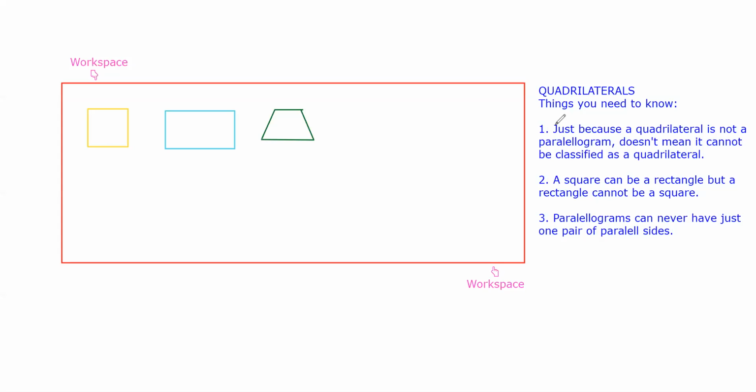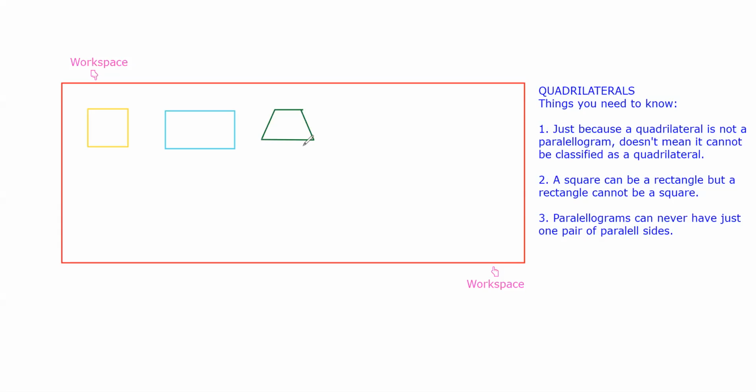It says here that just because a quadrilateral is not a parallelogram doesn't mean it cannot be classified as a quadrilateral. For example, this trapezoid right over here is a quadrilateral, but it's not a parallelogram. If you don't know what a parallelogram is, keep watching because I'm going to cover that next. And also, a trapezoid is a quadrilateral, it's just not a parallelogram.